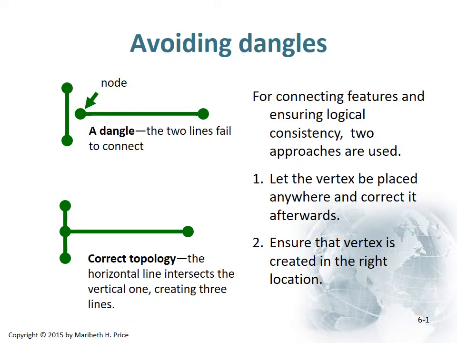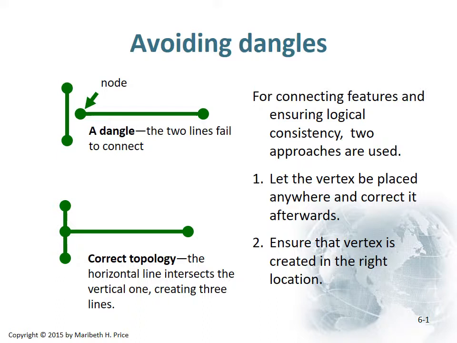So on this slide, we're taking a look at the specific concept of avoiding dangles, but in general, this is something that applies to digitizing as a whole. When we're connecting features and trying to ensure that logical consistency is as accurate as possible and maximized, there's two different ways that we can do that. One is when we're digitizing a line, we can let the vertex be placed anywhere and correct it afterwards manually, and that means knowingly leaving errors in your data set.